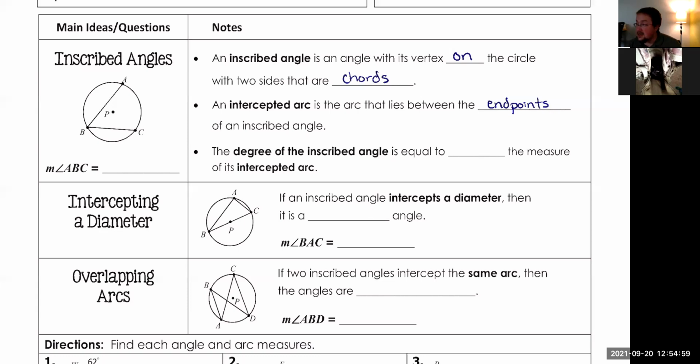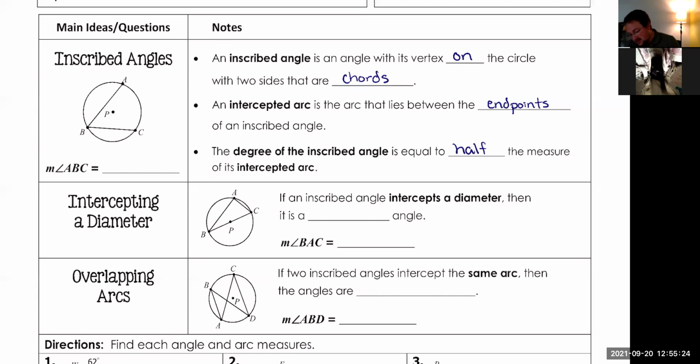Now, there is a very specific relationship similar to what we used last week with central angles. Central angles equaled the measure of their intercepted arc. Today, the degree measure of the inscribed angle is equal to half the measure of its intercepted arc.